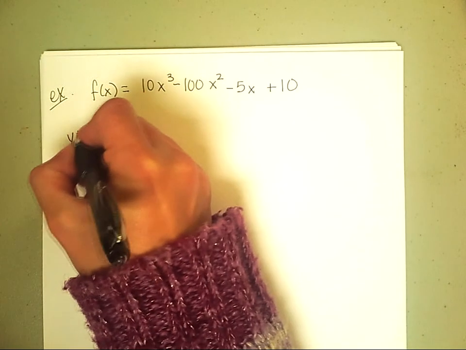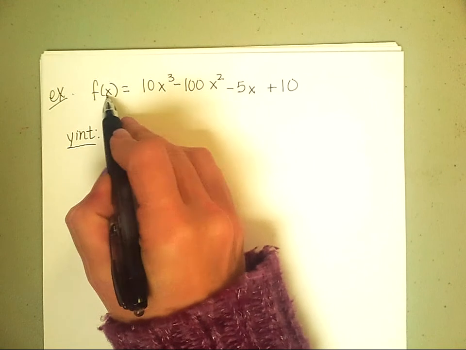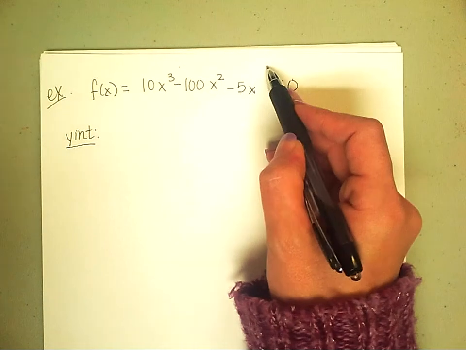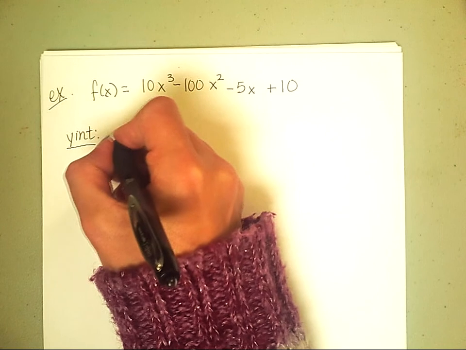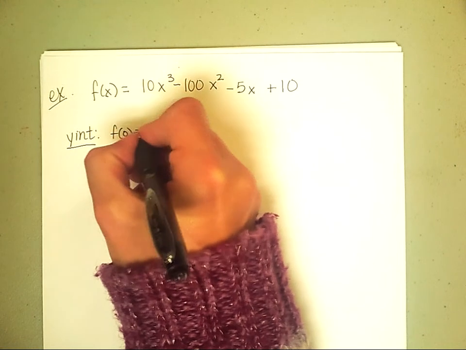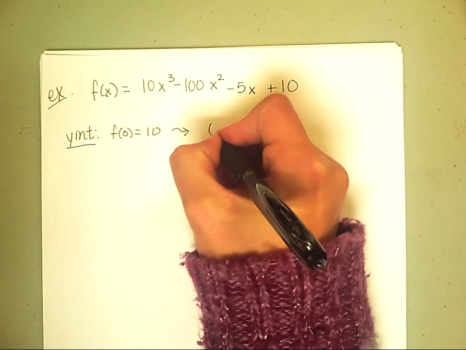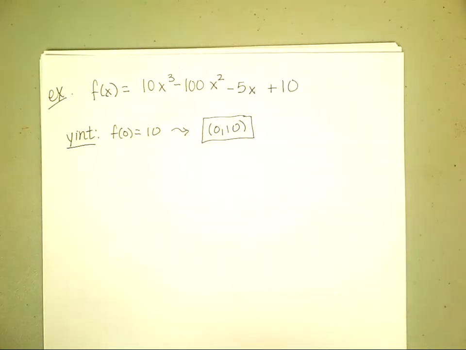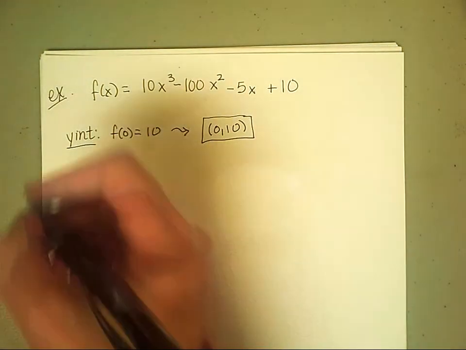This is an expanded form, so it's pretty easy to answer the y-intercept question from here. If we let x equal 0, this goes to 0, this goes to 0, this goes to 0, the only thing that will remain is f of 0 has to be equal to 10, so our y-intercept is (0, 10). So that was easy to answer.